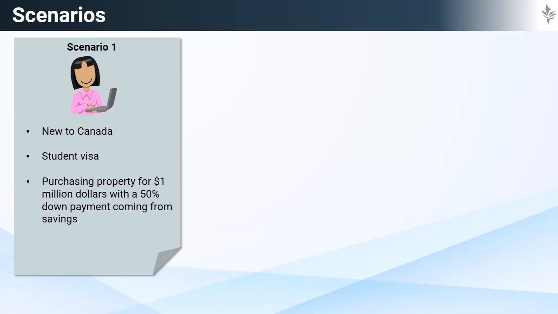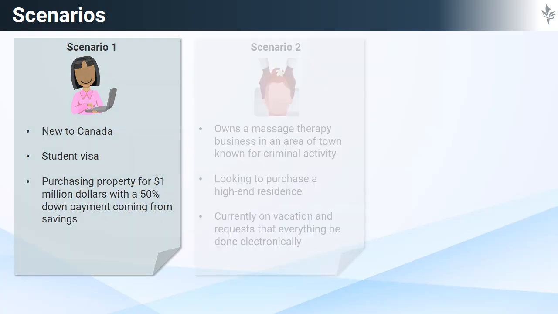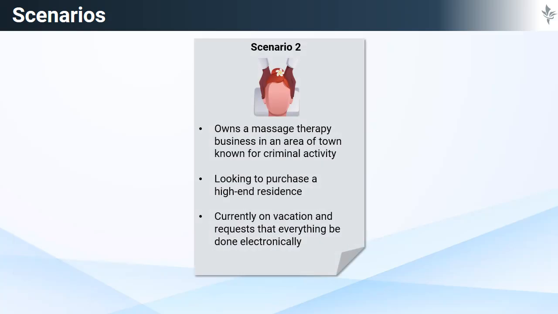In Scenario 1, your client is new to Canada and has a student visa. This client is purchasing property for $1 million with a 50% down payment coming from savings. In Scenario 2, your client owns a massage therapy business in an area of town known for criminal activity. This client is looking to purchase a high-end residence. As the client is currently on vacation, the client requests that everything be done electronically.